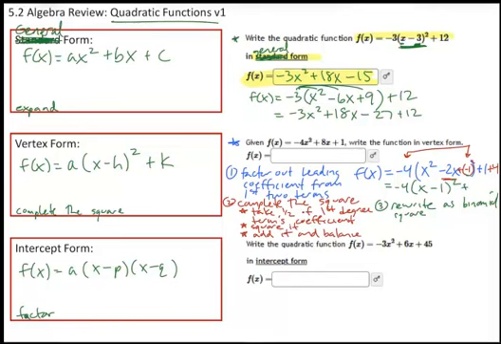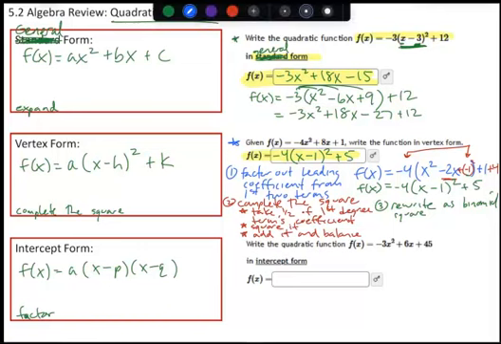I'm going to combine my terms here. 1 plus 4 gives me 5. And notice this is my vertex form: -4 times x minus 1 squared plus 5. Now, here's the advantage, or the benefit, to being able to write something in vertex form.